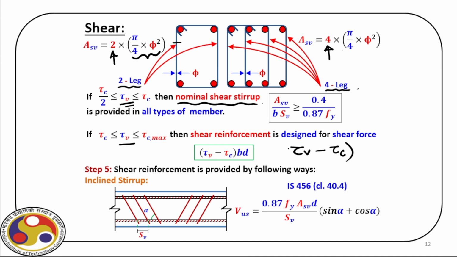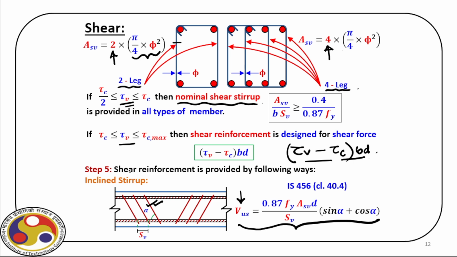So the difference between these two is basically the force for which we need to design the stirrups. Now we can also provide inclined stirrup, as you can see here. In case of inclined stirrup, this is the expression as per the respective codal clause. So if alpha is the angle with horizontal, then Vus is given by this expression.